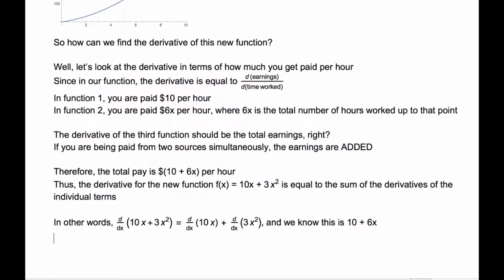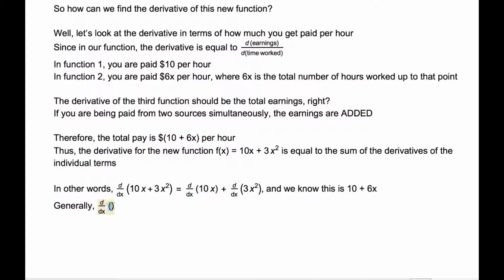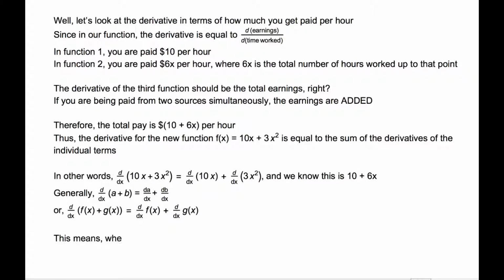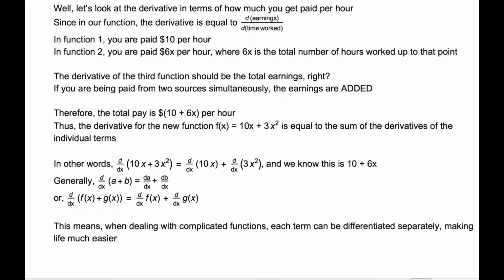And the general rule for derivatives, the sum rule, says that the derivative of two things added together, a and b, is equal to the derivative of a with respect to x plus the derivative of b with respect to x. If we describe this in terms of functions, it says the derivative of f(x) plus g(x) is equal to the derivative of f(x) plus the derivative of g(x). This means when we're doing derivatives with complicated functions, we can separate out each term and differentiate them separately, and that makes life a lot easier.